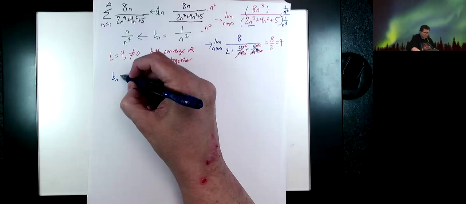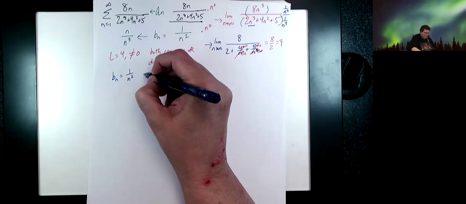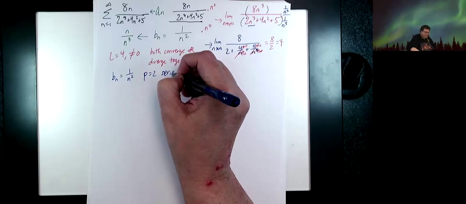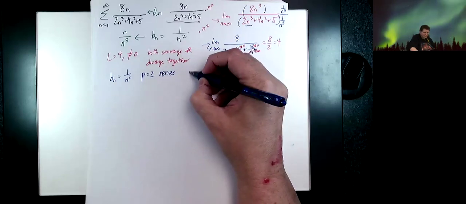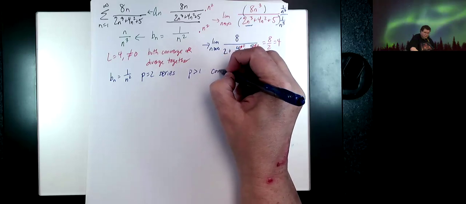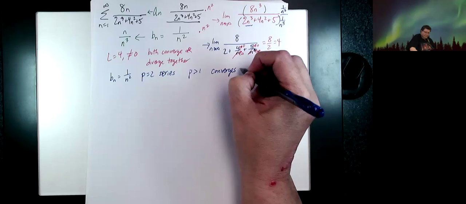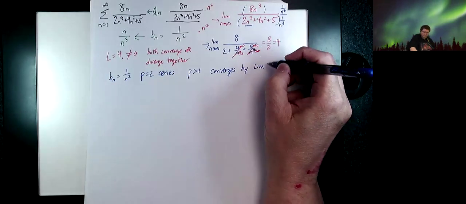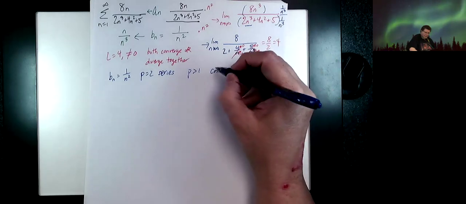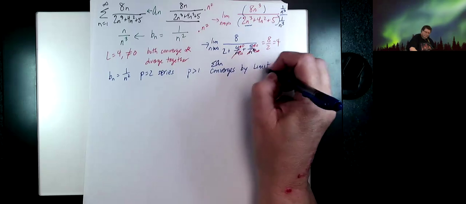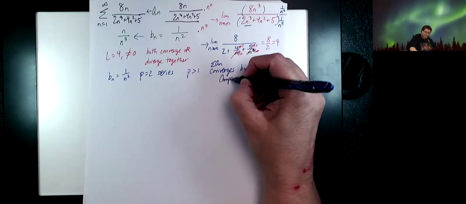b sub n was 1 over n squared. That is a p equals 2 series. And when p is greater than 1, it converges. So this converges by the limit comparison test. I'll say that the sum of a sub n converges by the limit comparison test.